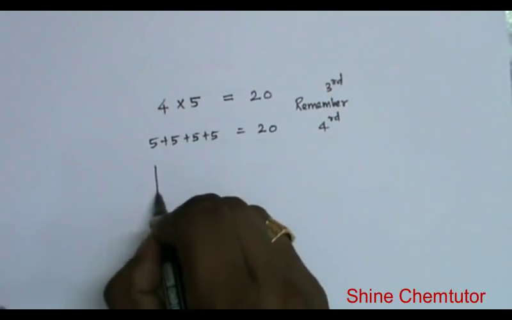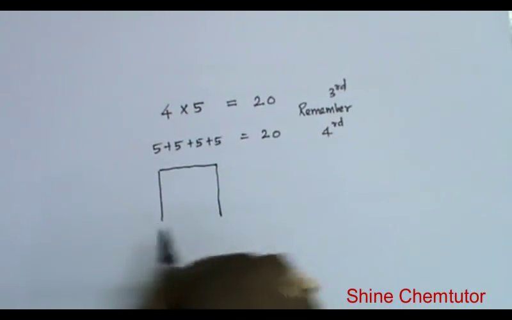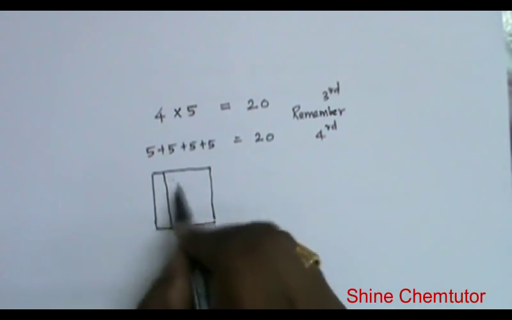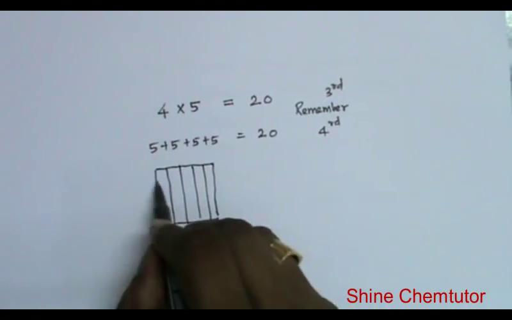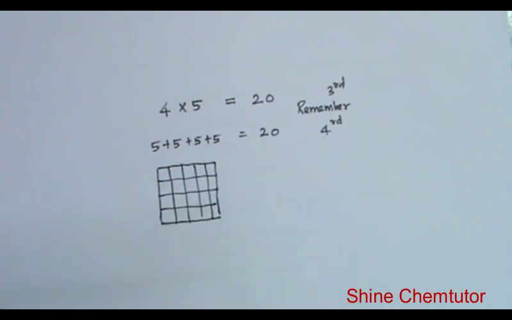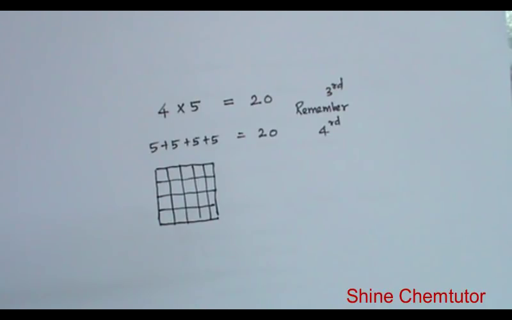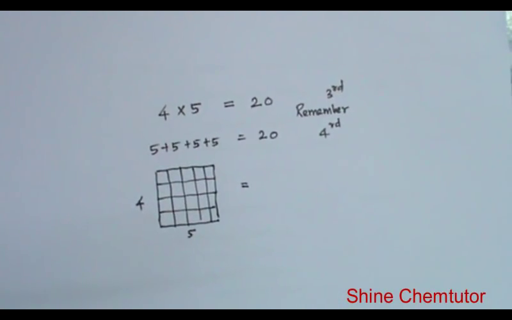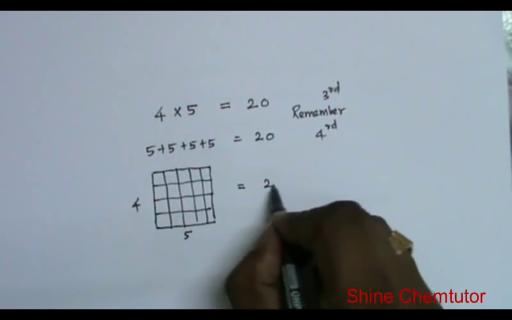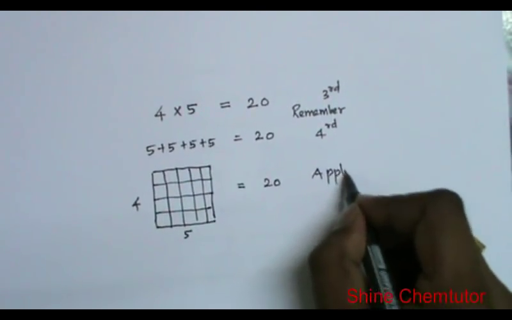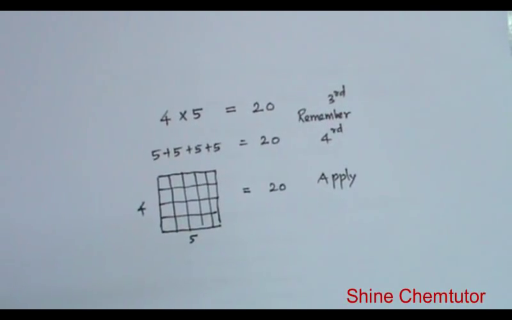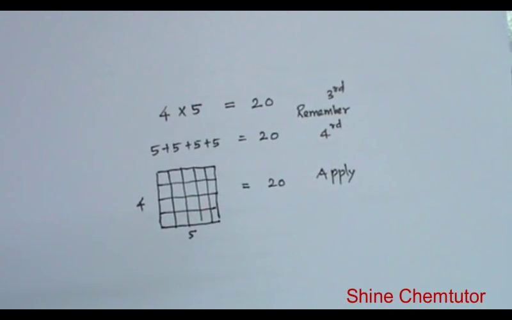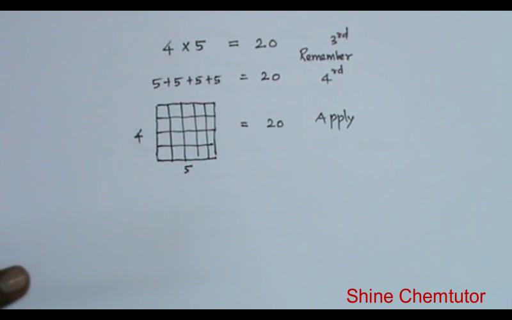Then in 5th standard, we did some problems like this. What will be the number of boxes in this? So I applied that. There are 4 rows and 5 columns. 4 5s are 20. So we started to apply that, maybe when we were in 4th standard or 5th standard. So that is applying.